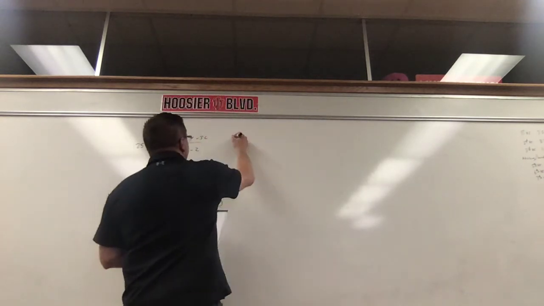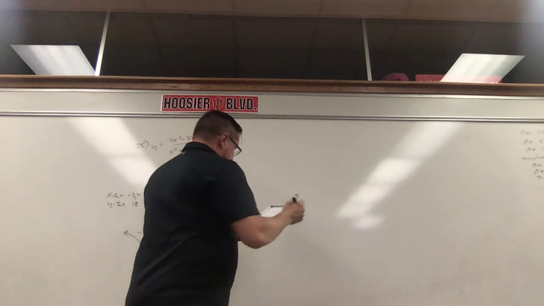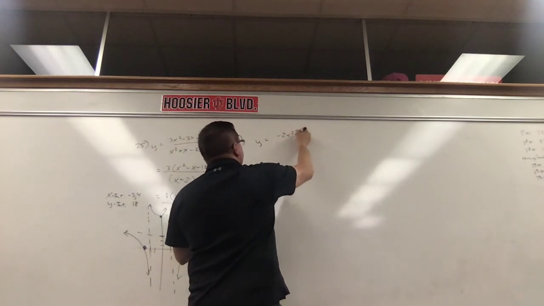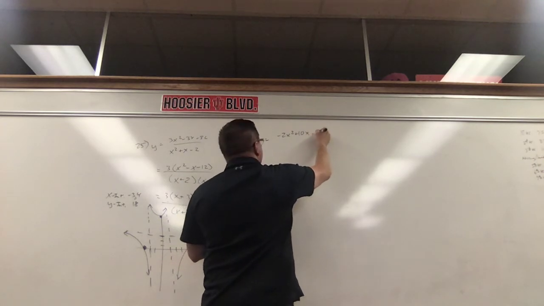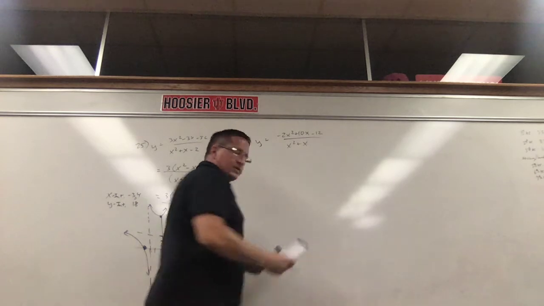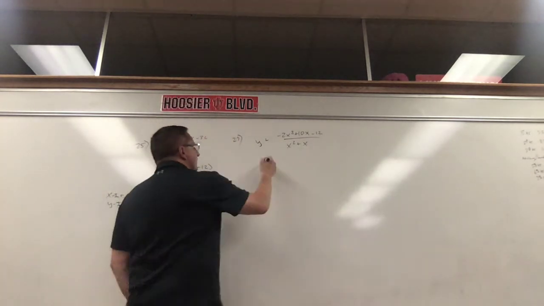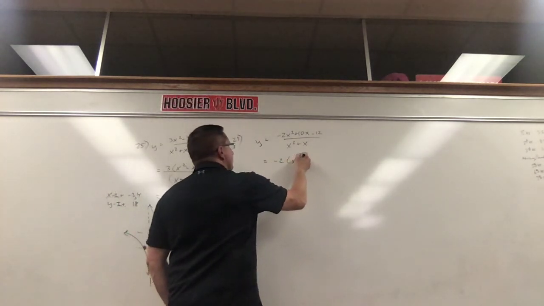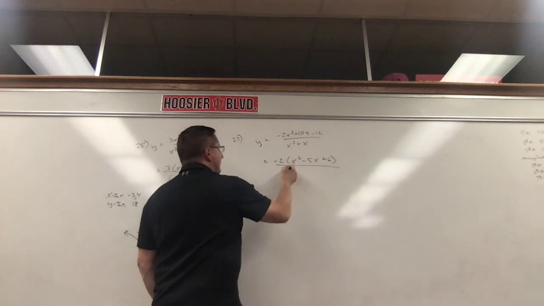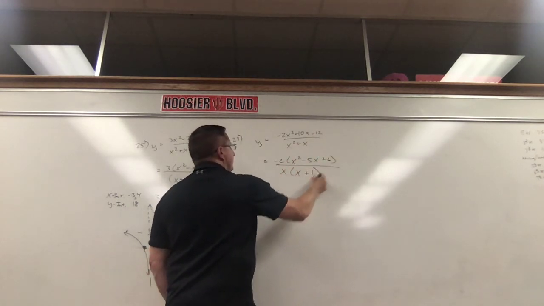Okay, number 27. So we have f of x, or y, equals, I'm going to write it down, negative 2x squared plus 10x minus 12 over x squared plus x. All right, let's factor this thing. So we can take out a negative 2 times x squared minus 5x plus 6. I can take an x out of the bottom, x plus 1.